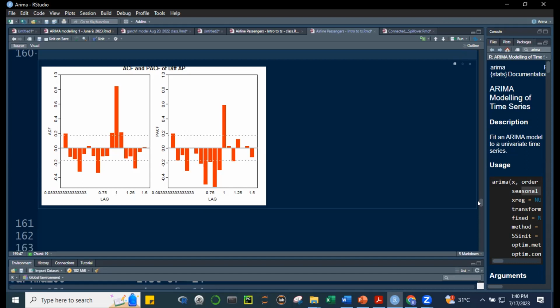No? Ito parang slow decay siya. But it's hard to tell, no? Kasi dito, tapos dito naman, hard to tell. Pero it can be indicative na MA siya. No? Pero dito may mga significant spikes siya dito. Dito, this indicates that yung seasonality yan.